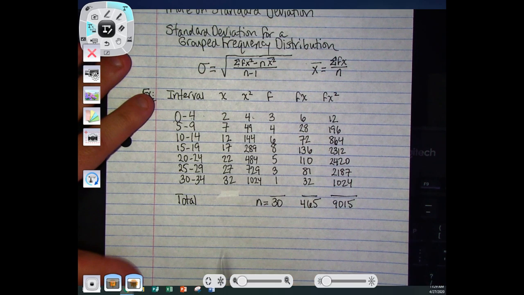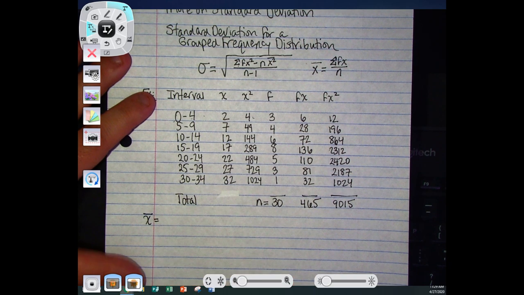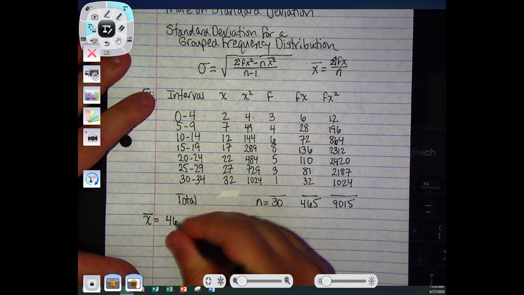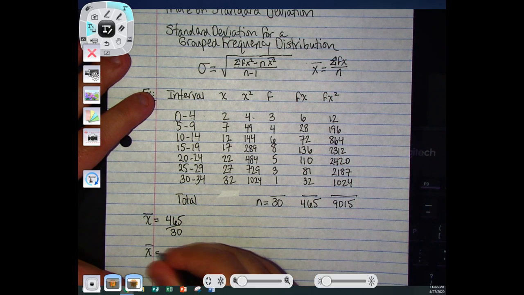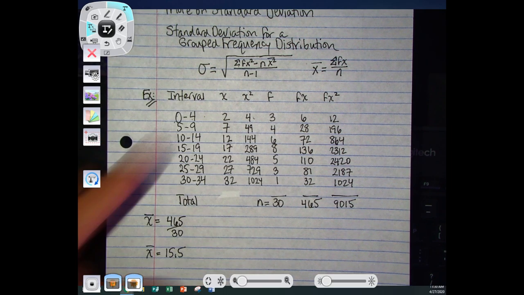The first thing I would do here is calculate x bar. That would be 465 divided by 30. Therefore, x bar is equal to 15.5. Now I have everything to find the standard deviation.